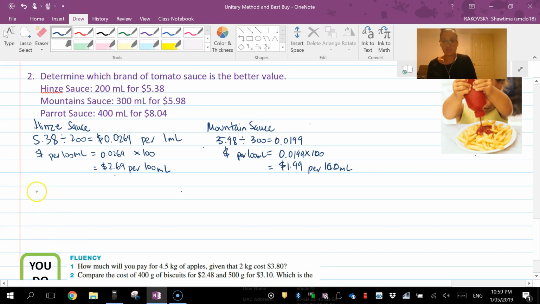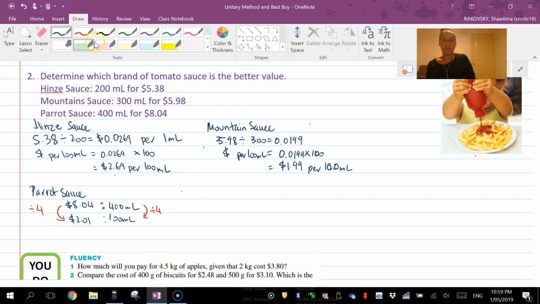And then the last one, which is parrot sauce. So I'm going to use the halo method. I have $8.04 for 400 milliliters. To make this comparable, I'm going to use 100 mils again. So I'm going to divide that side by 4 because that'll give me 100. And what I do to one side of the ratio, I'm going to do to the other side. That gives me 100 milliliters, and that gives me then $2.01.